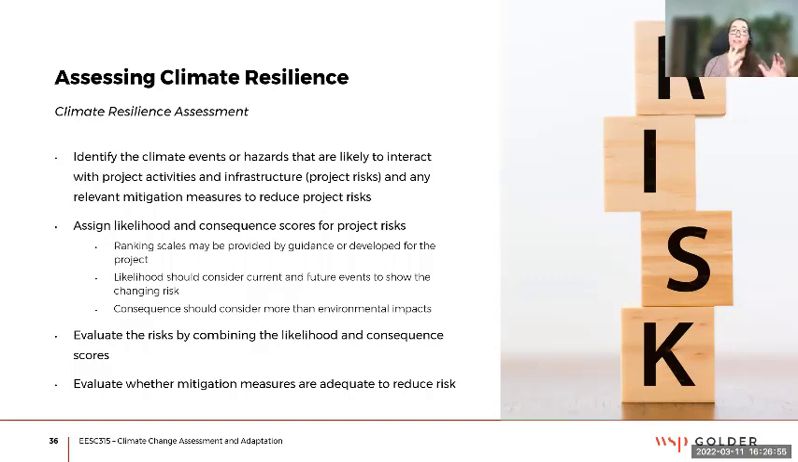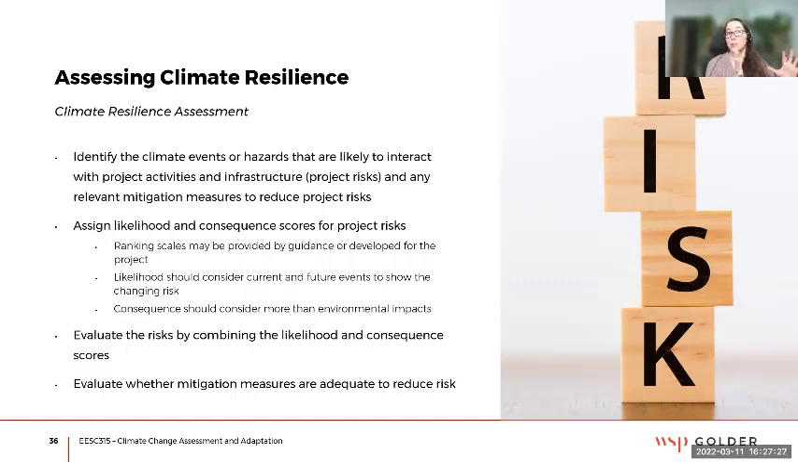So the likelihood and consequence, there are usually ranking scales. These ranking scales for likelihood and consequence may be provided by guidance. So if you're relying on external guidance, the Strategic Assessment of Climate Change at a federal level does recommend looking at the process in the Climate Lens assessment, which does provide ranking scales, or you may have some that are developed for the project as part of their own risk management systems.